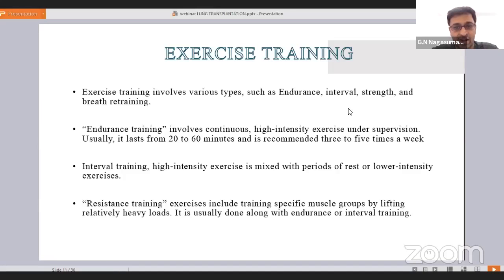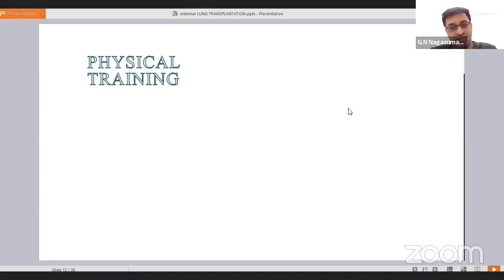In resistance training, I always start with low intensity, low resistance exercises, which can be done with weight bands, stretch bands, or tubes. Once the patient is comfortably completing the low intensity resistance training with whatever repetitions I have prescribed, then gradually I progress to the next level in the resistance training.